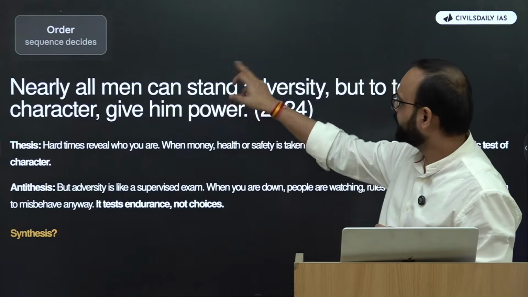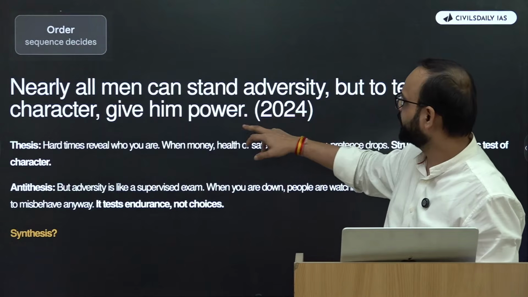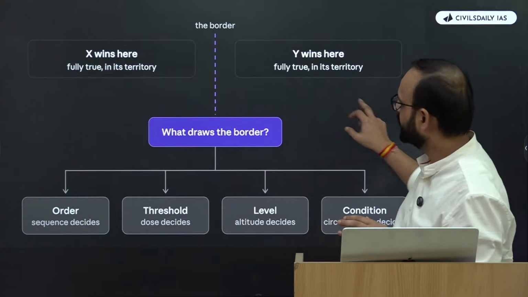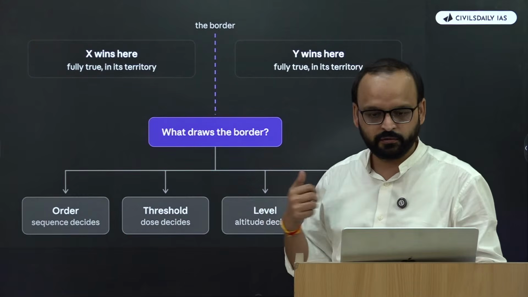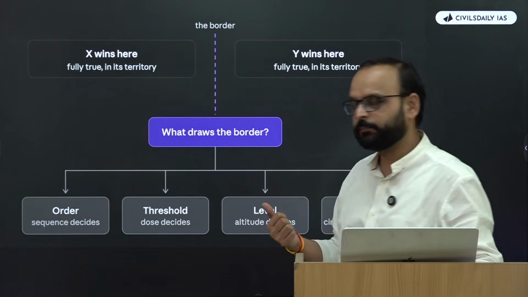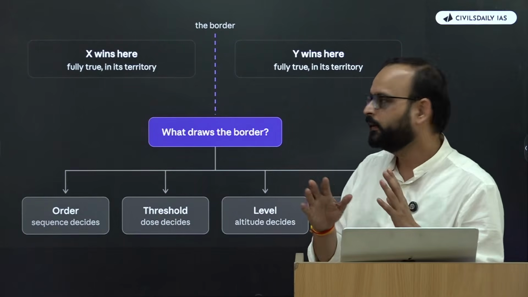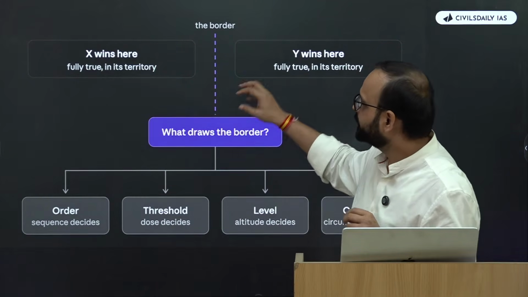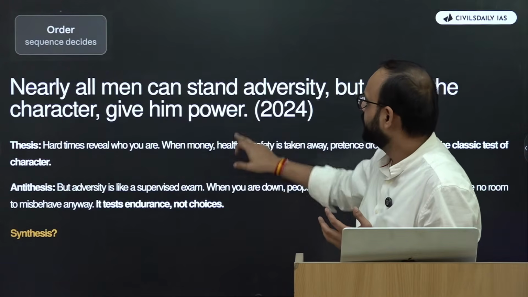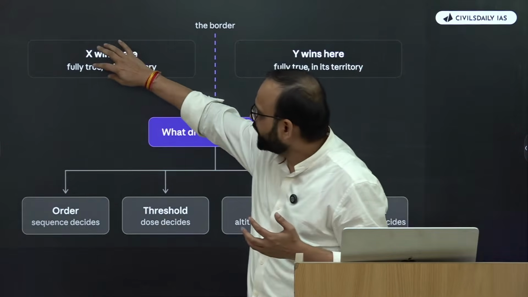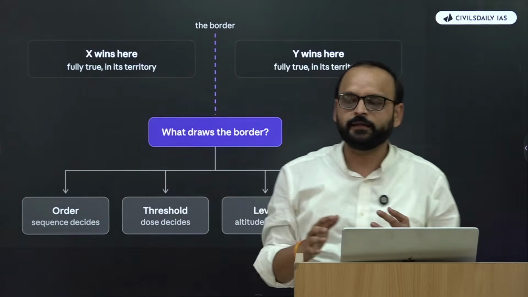Let's take an example, so I'll come back to this. Nearly all men can stand adversity, but to test the character, give him power. It's an actual PYQ. While you're watching this video live, and those of you who are going to attempt the paper, give me examples of what comes to your mind. Raw examples, you don't have to think hard. But let's say the question here is, if I have to test the character of a person, and here there is adversity and here there is power, which is the better test?